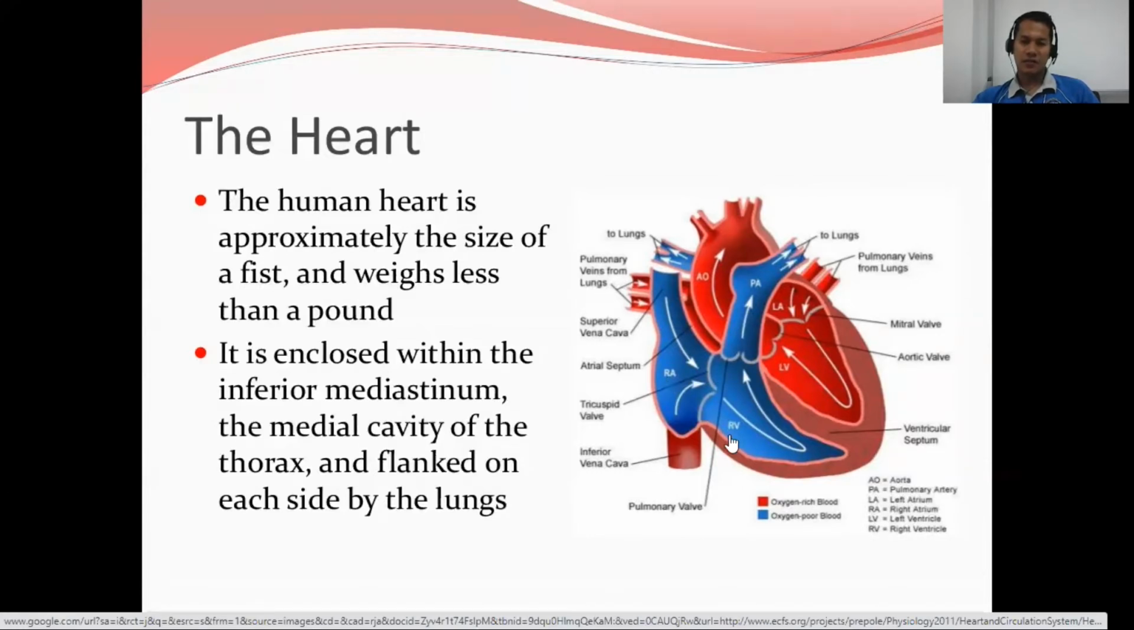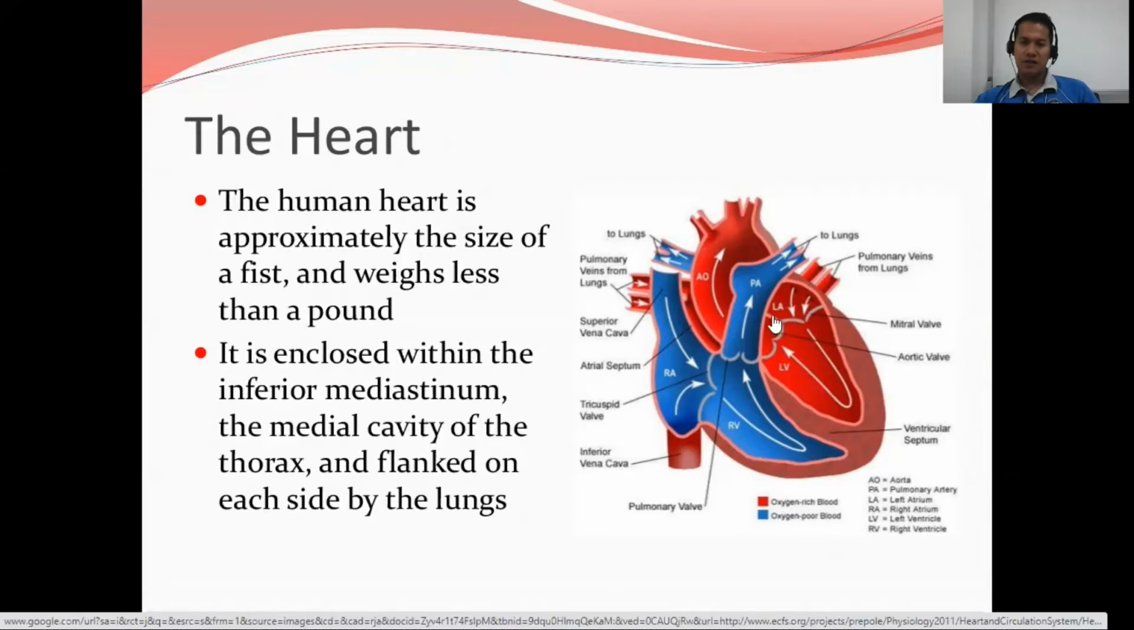Right atrium, right ventricle. RA, RV. And then it goes to the pulmonary artery. So this type of blood will go to the lungs, because this blood carries carbon dioxide, and the lungs will dispose of it in the environment as we exhale. Now, let's take a look at the left side. When the blood collects all the oxygen from the lungs, it will go back to the heart.